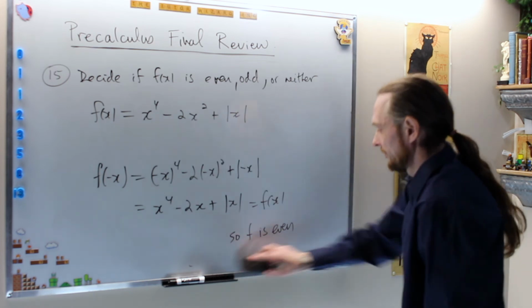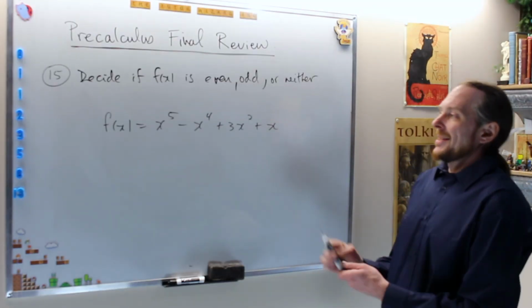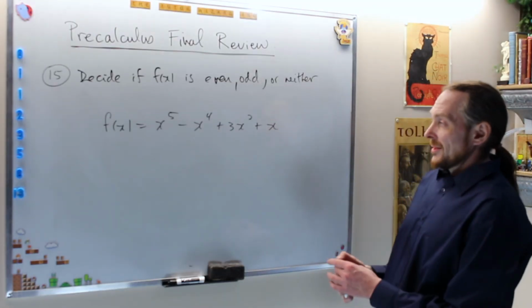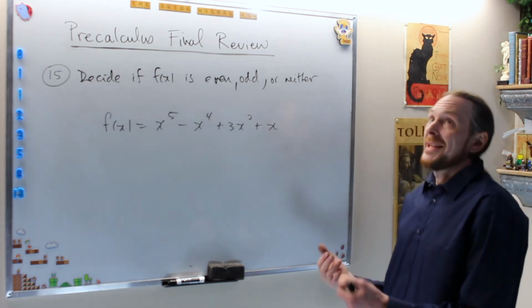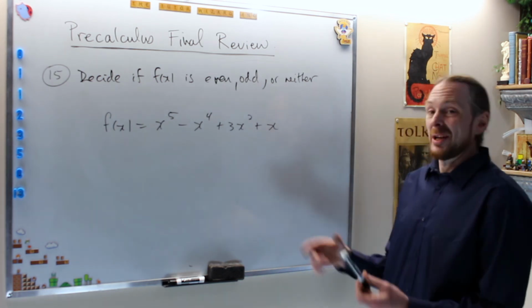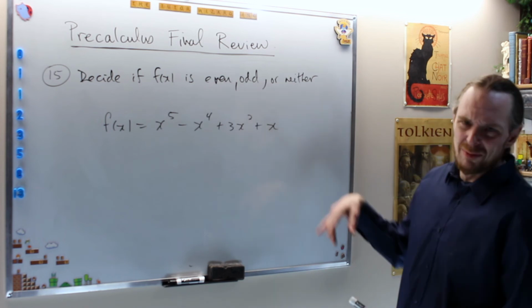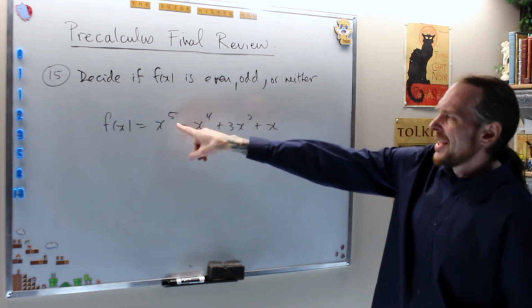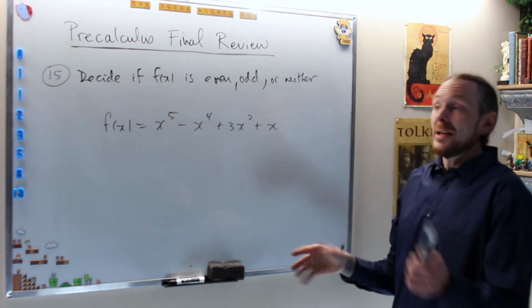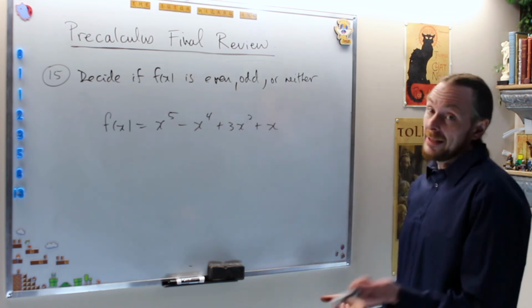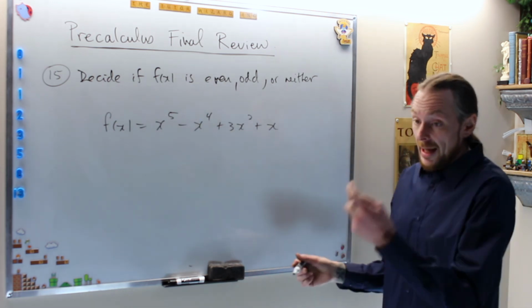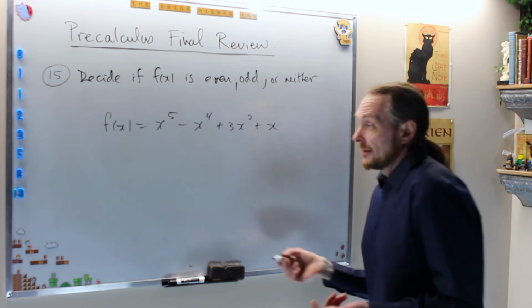Let's do one more. This function, f of x, is x to the 5 minus x to the 4 plus 3x squared plus x. This is going to be neither even nor odd, and this is a little bit harder to check, but I can tell sort of when I start if it's just polynomials. If it has even and odd powers, some are going to spit out the negatives, some are going to eat them, so it's not going to be f of x or negative f of x.